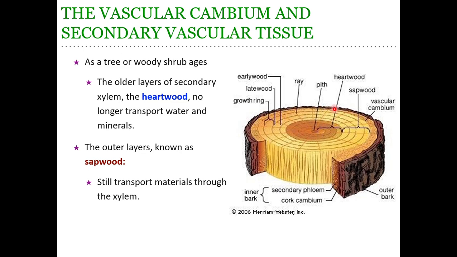So as a tree or woody shrub ages, the older layers of secondary xylem, which is the heartwood, no longer transport water and minerals. So this part is already hardened, so it does not function to transport water and minerals. So the outer layers are known as sapwood. So this region still transports material through the xylem. Okay, this is the sapwood, this is the heartwood.